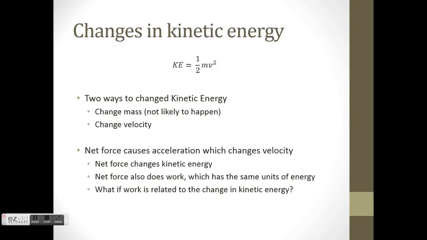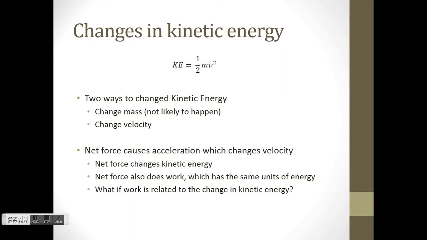So let's look at changes in kinetic energy. There are two ways that kinetic energy can be changed. The first one is the mass of an object could be changed. A situation where this could be occurring is you have, let's say, a big pickup truck, and you're throwing bags of rocks or sand or whatever out of the pickup truck as it's moving. So that's an example of where the mass of the object changes.